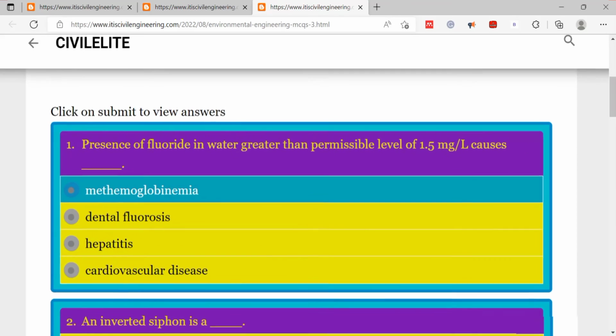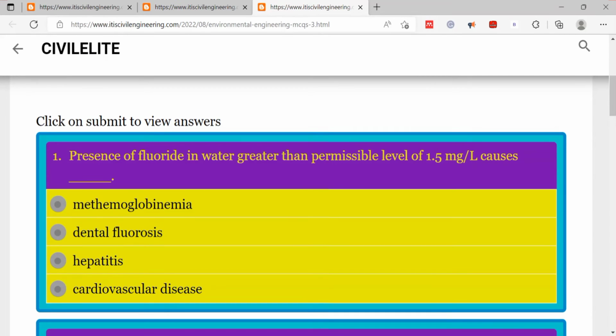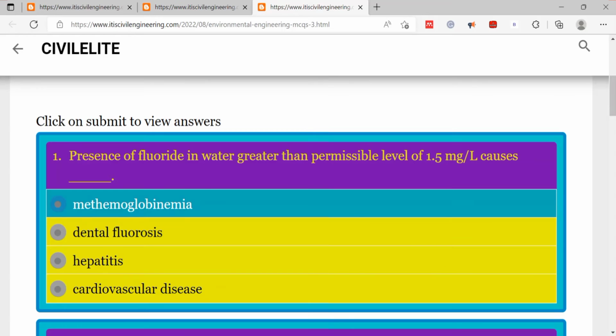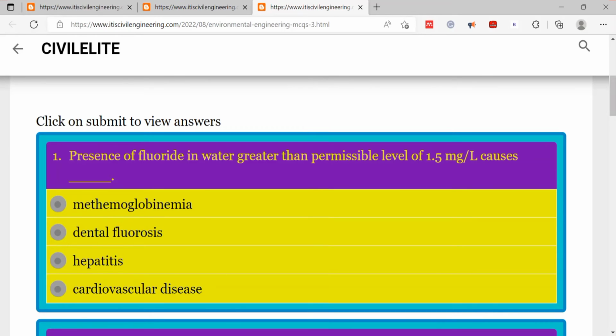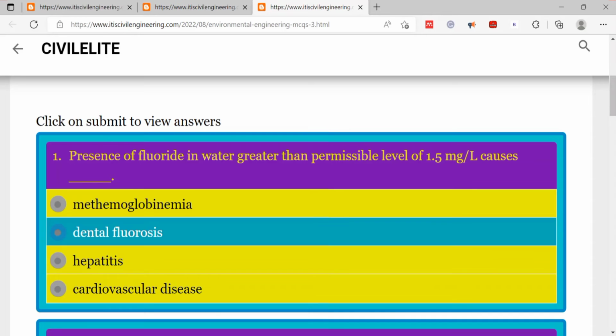Next question is, presence of fluoride in water greater than permissible level of 1.5 milligram per liter causes dash. This can even be asked as one more MCQ, like what is the permissible level of fluoride, which you got the answer from here only, that it is 1.5 milligram per liter. Now let's get back to this question. That is, if fluoride is more than 1.5 milligram per liter, then it will cause dental fluorosis.